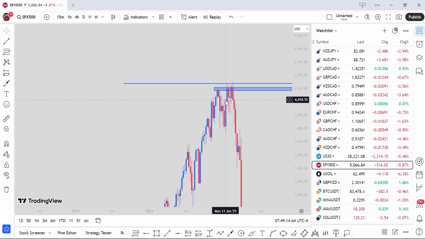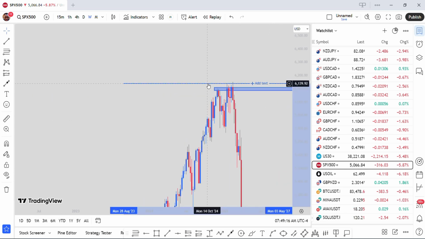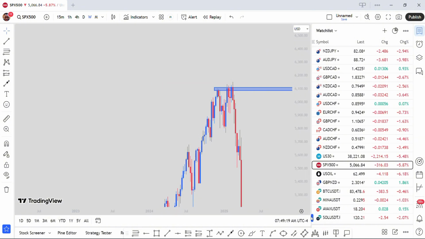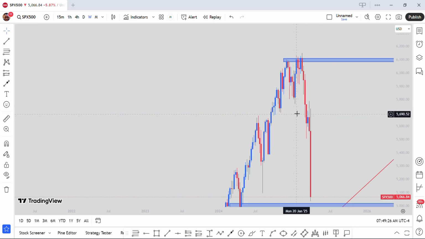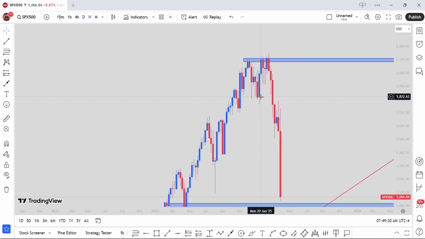a double top pattern around this region. Let me delete this first. So this was a double top pattern around this region, and this was the neckline. Price broke the neckline and also came back up to retest it. On the daily time frame, you can clearly see that this was a break and retest of this neckline.